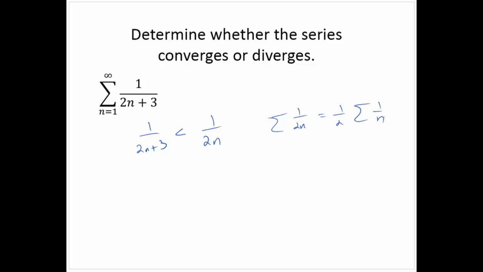So why can't I use the comparison test? I know that 1/2 sigma 1 over n diverges, but wait a second. To use the standard comparison test, I would want 1 over 2n plus 3 to be greater than that. So I can't use the straight comparison test here. It just doesn't work. So let's start over and try a new test: the limit comparison test.